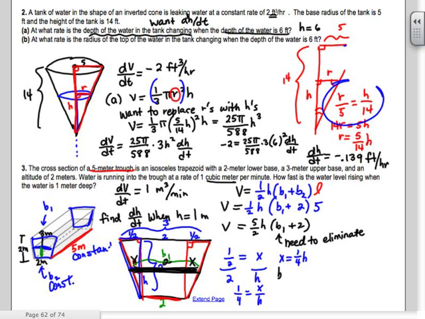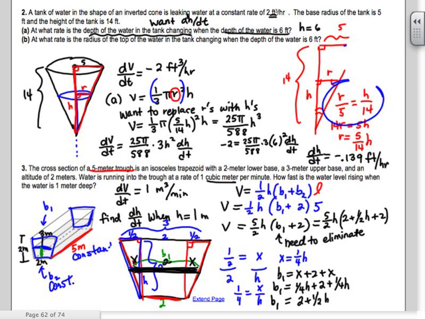Okay, so under B1, think about what B1 is now. So looking at this length right here, B1 was x plus 2 plus x. So it's 1/4 h plus 1/4 h plus 2. So it's 2 plus 1/2 h. Okay, that's what we're going to replace in here.